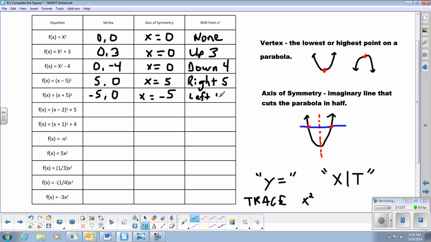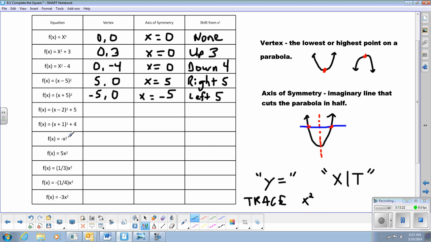All right, at this point now, I'm going to just stop the video here because it's gone out 13 minutes. And I want you to continue to go to line 2 and continue to enter these functions that are over here in the table, and see if you can figure out what is your vertex, the axis of symmetry, and what the shift is. The next two have 2 shifts.